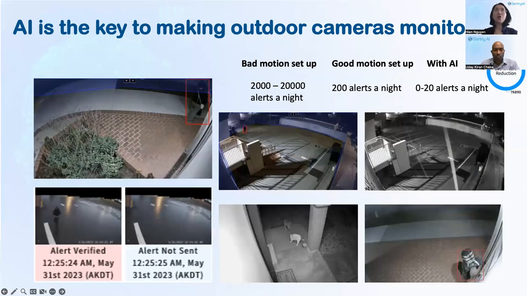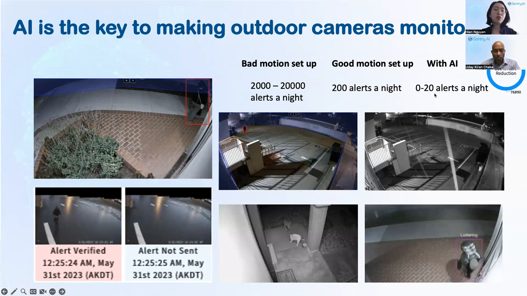So yeah, you may already set up really good motion, but it will not get rid of all the false alarms. I have one example right here: if you have a camera with a bad motion setup, it will trigger 2,000 to 20,000 alerts a night. It can be that crazy. If you have a good motion setup, it's reduced remarkably, but still 200 alerts a night. So the key answer here is that you have to have AI to make outdoor cameras monitorable, or else you still get 200 alerts a night. With AI, the number of alerts will reduce remarkably, to 0 to 20 alerts a night.